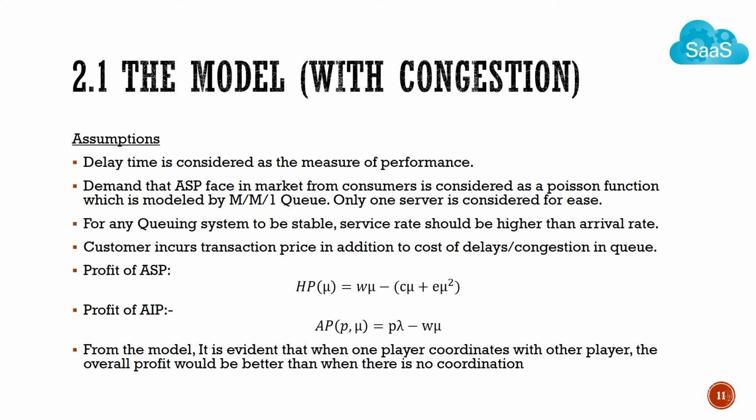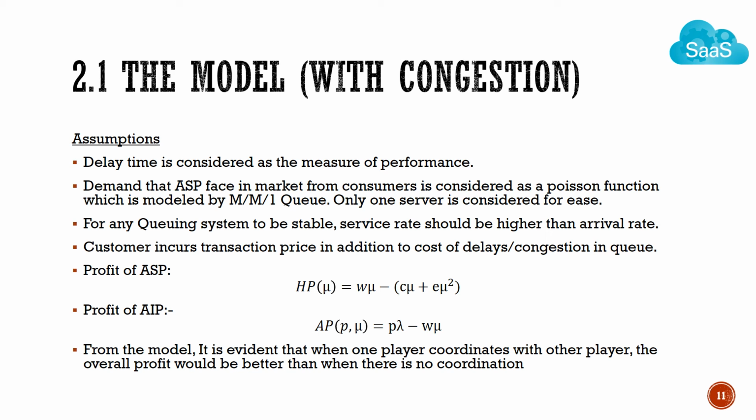the demand that the ASP faces in the market from consumers be a Poisson distribution with rate lambda. As we already know, for every queuing model, the service rate will always be higher than the arrival rate. So in this model, a customer who uses the service will incur a transaction price, and in addition to this, an additional congestion cost per transaction due to the delay in the queue will also be added. So this is what we are going to model here.